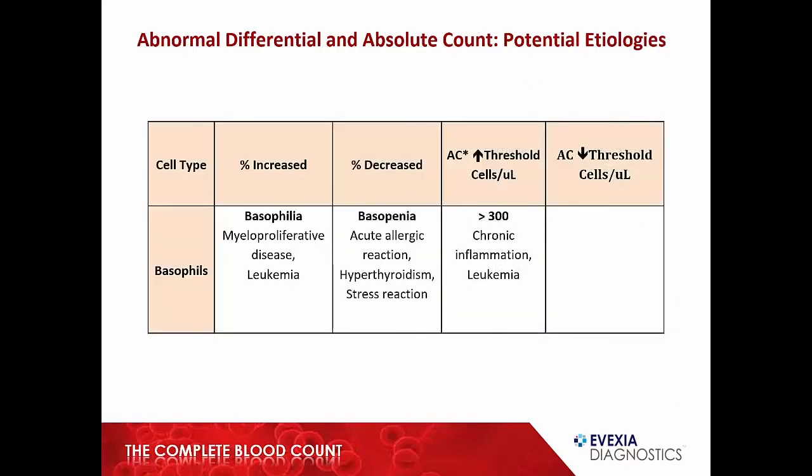Next, the basophils, pretty much the same story, increased, decreased, but once again, you need to look at the absolute count to be sure that the increase or decrease isn't due to some increase in one of the other white blood cells.